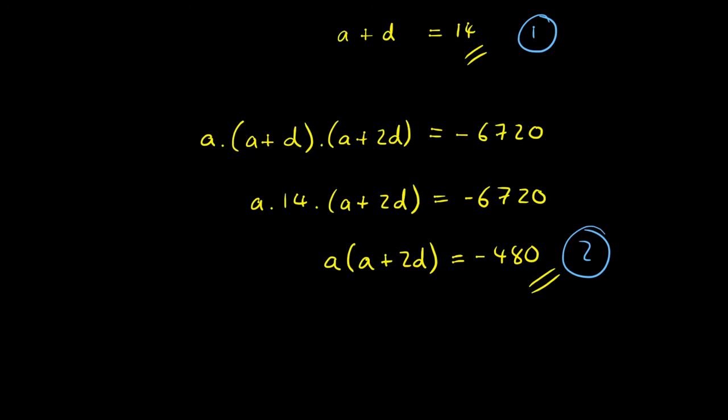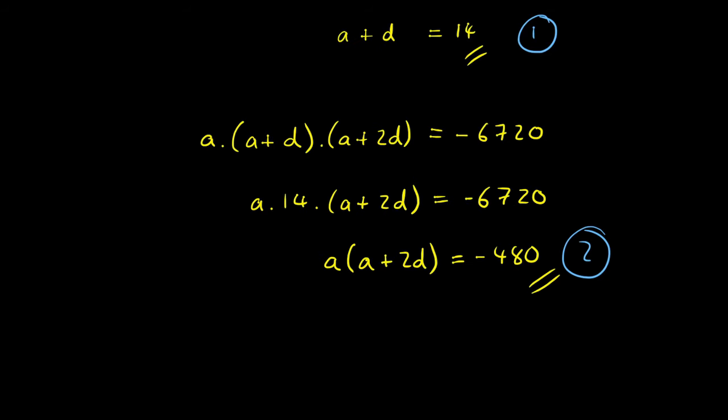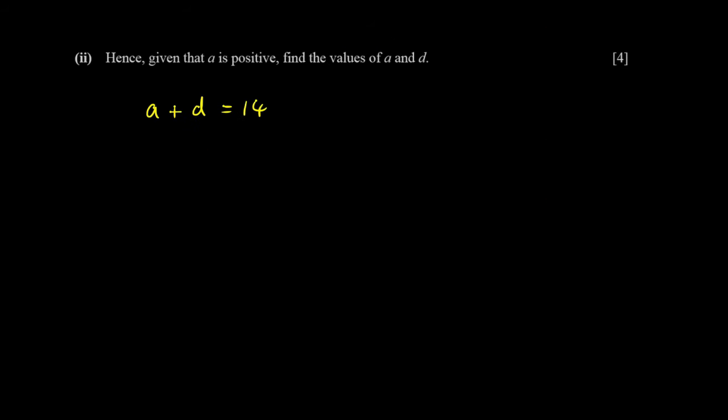All right, part 2. Hence, given that A is positive, find the values of A and D. Well, just solving simultaneous equations. I think it's probably going to be easier for us to find A first because there are going to be two answers and we'll just exclude the negative one. That'll be the easier way, I think. So A plus D is equal to 14, that was equation 1. And equation 2, A bracket A plus 2D was equal to negative 480.